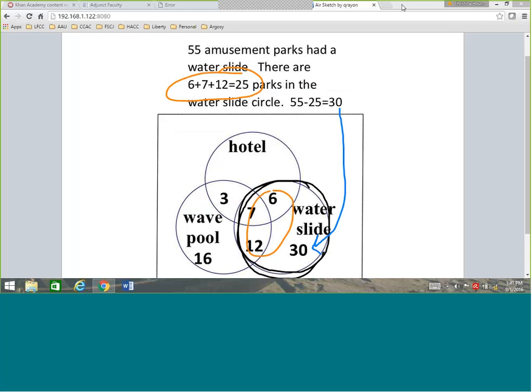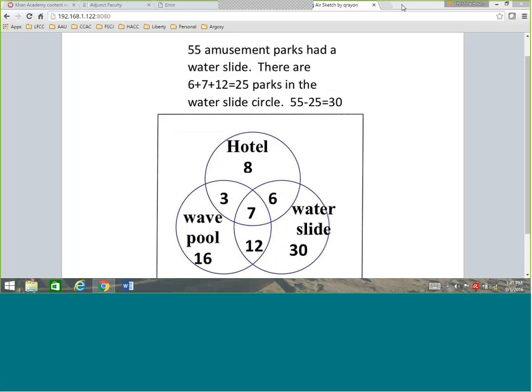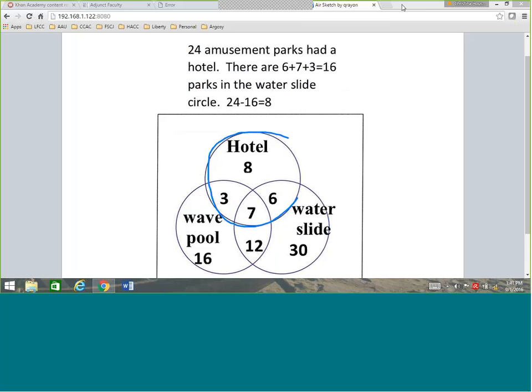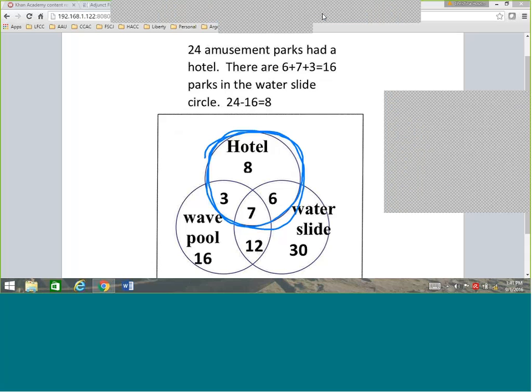Next, we're going to do the same thing for the hotel. We were told that 24 amusement parks had a hotel. There are 6 plus 7 plus 3, which is 16. But in my hotel circle, I need 24, so that means I need 8 more in that spot.